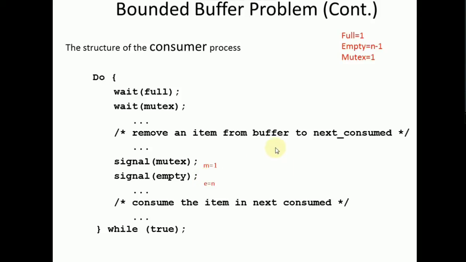So once the consumer has completed consuming, it signals mutex, indicating any other process, or the producer process interested in using the buffer, that it may use it. After it has consumed the one item that was produced by the producer, it signals the producer that n buffers are now empty.